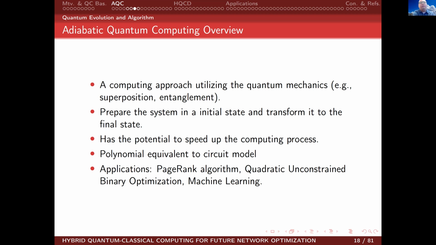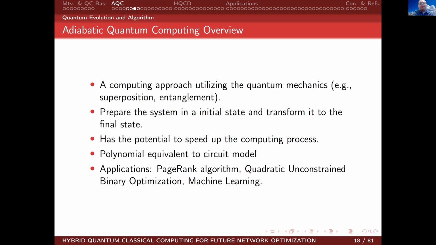And for this kind of adiabatic quantum computing, scientists have already mathematically proved that this technique is polynomially equivalent to the circuit model. That's the reason we mentioned at the very beginning that there are two types of quantum computing. One is the circuit-based model, like digital quantum computing, and the other is analog quantum computing. These two, mathematically, are polynomially equivalent to each other.